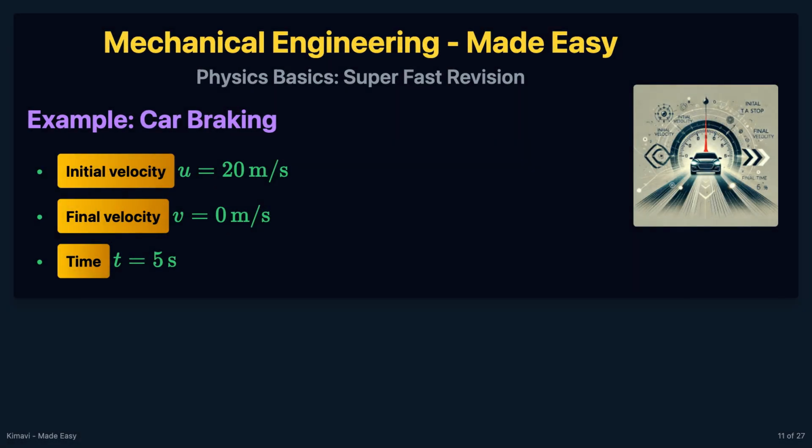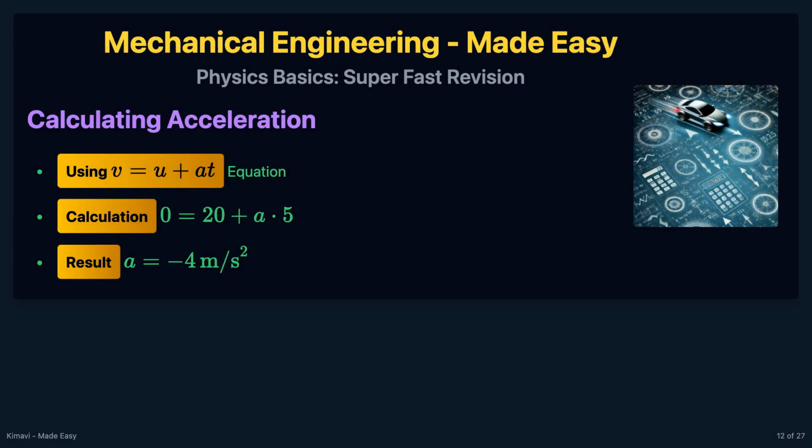Consider a car that comes to a stop from a speed of 20 meters per second in 5 seconds. To find the acceleration and the distance covered during braking, initial velocity is 20 meters per second, final velocity is 0 meters per second, time is 5 seconds.